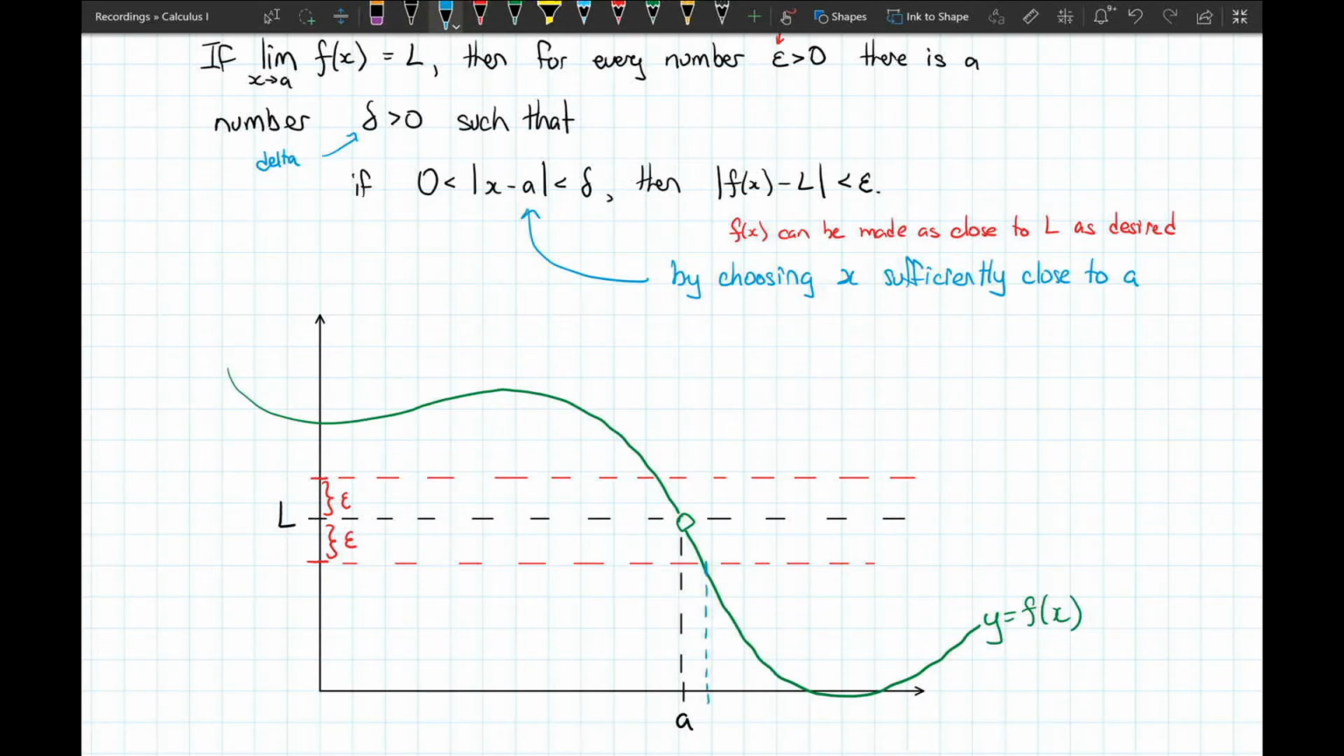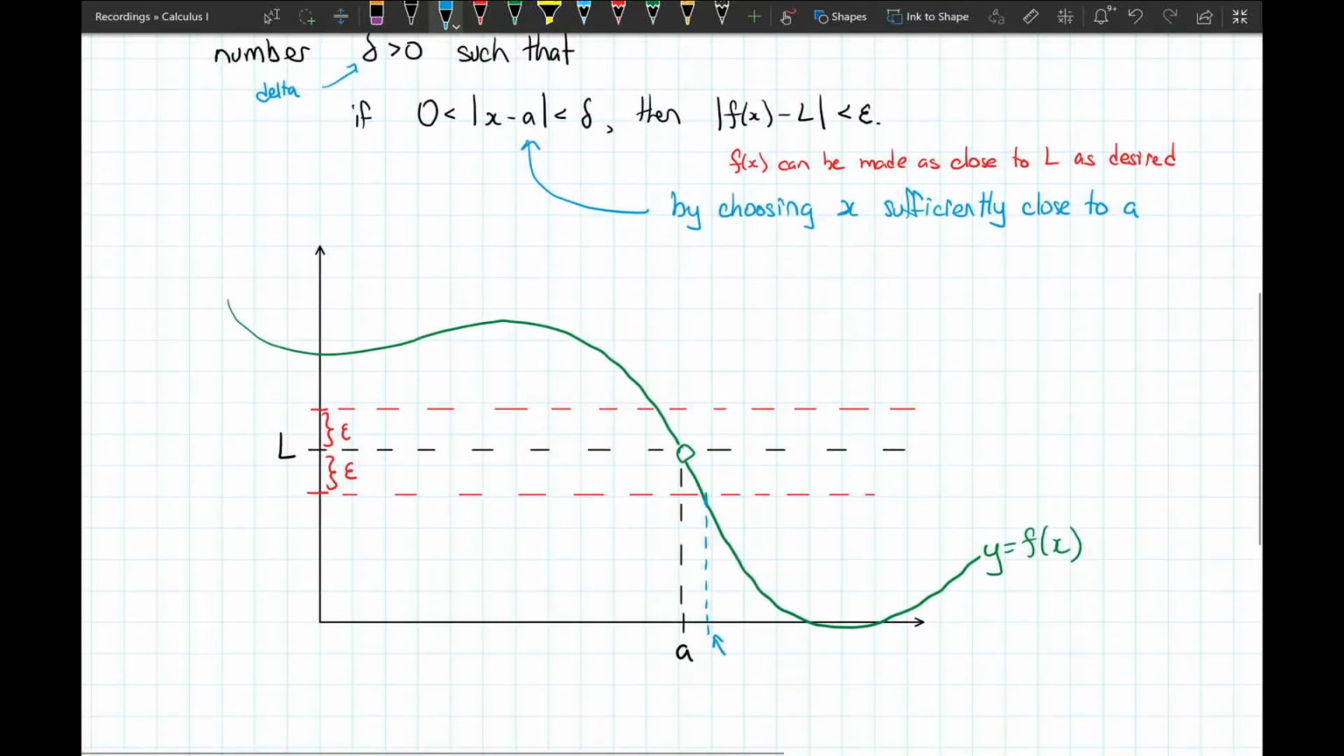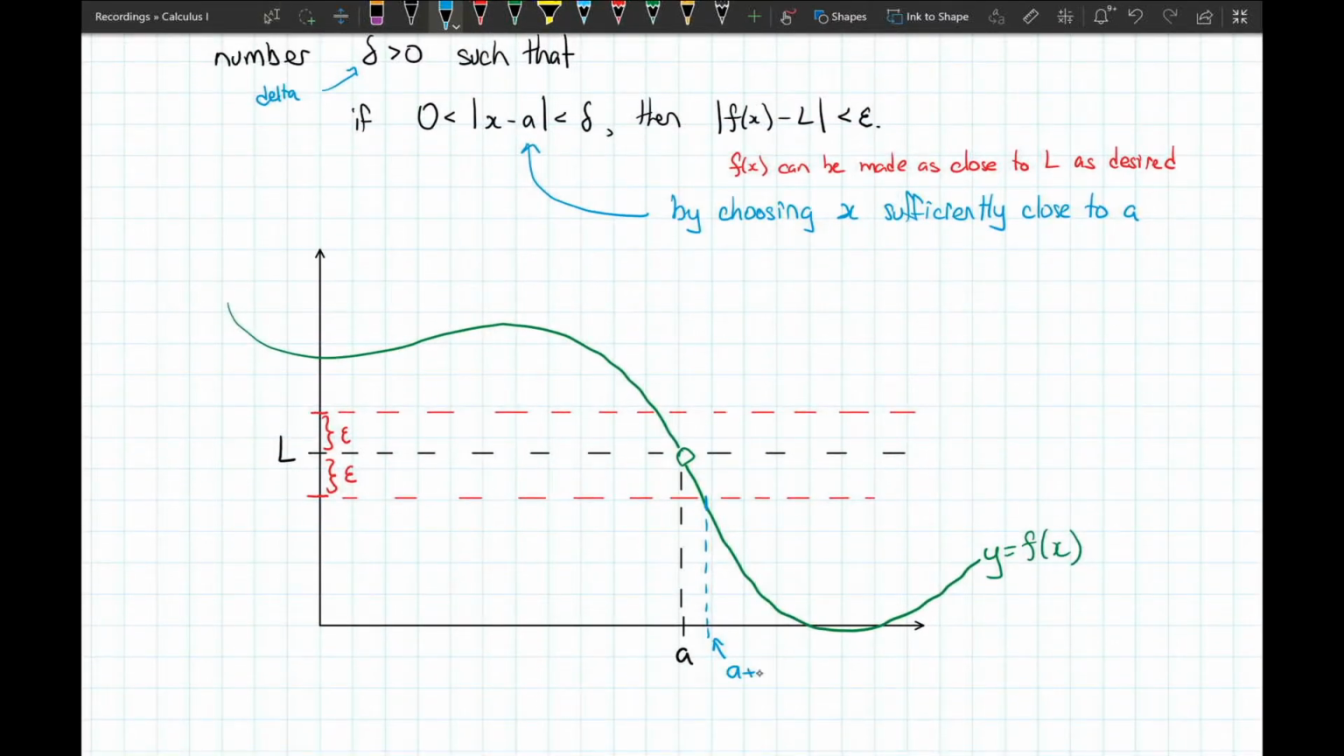If I go any further away from a, then my graph is not going to have a y value, f of x, in the red dotted lines. So I won't go any farther than that. I'm going to call that my maximum distance. I can't go any farther than that. That distance, I'll call delta. And this would be a plus that distance, delta. And then if I go out to the other side by that same distance, this would be a minus delta.